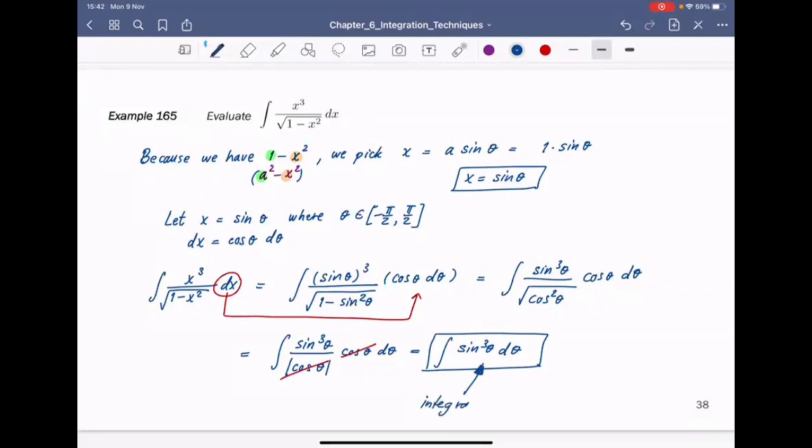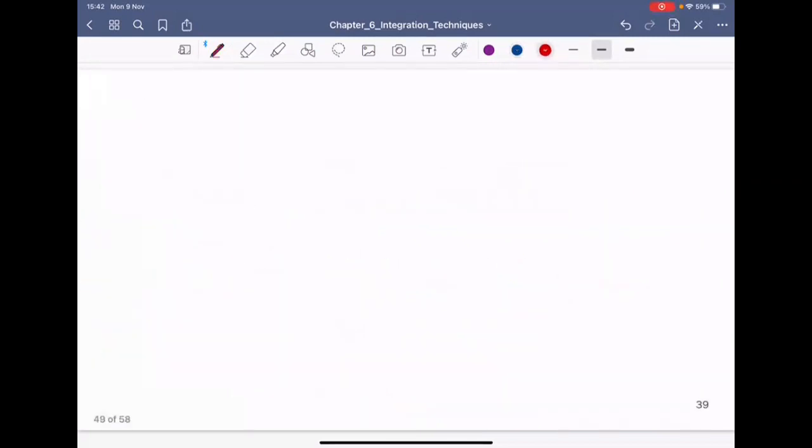If you integrate this, you're going to get the answer in terms of theta, and then you convert back to x. That will be your answer. So many steps, but this is the idea. You do a substitution first, and then integrate everything in terms of theta. And then once you get your answer, turn it back to x. All right, we're going to integrate sine cubed first.